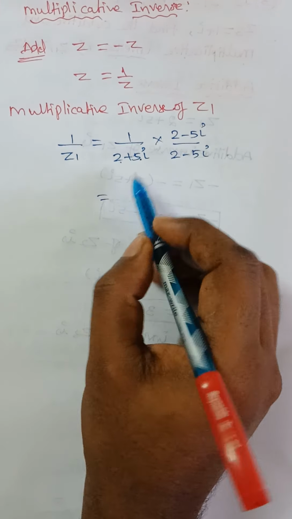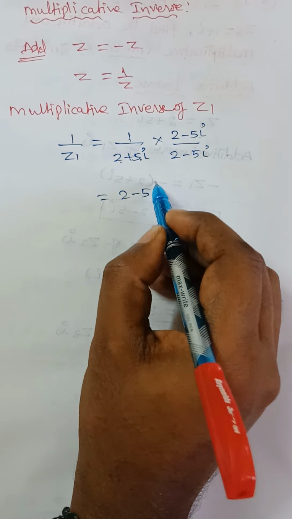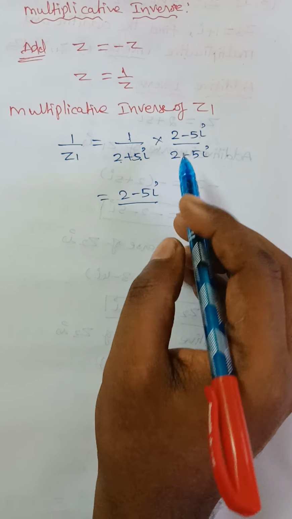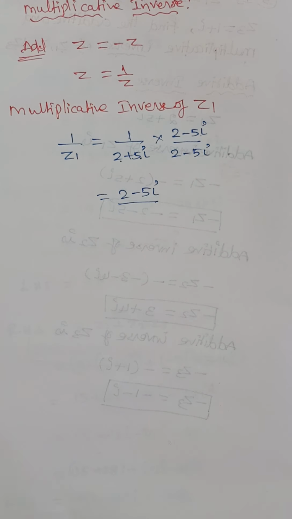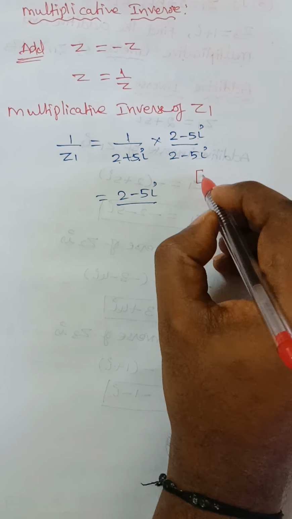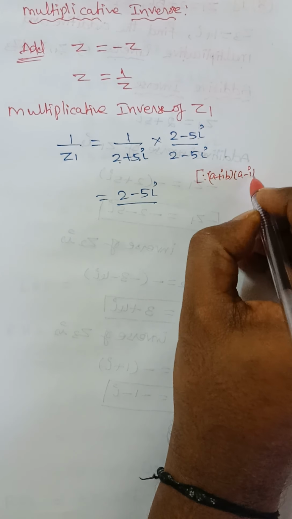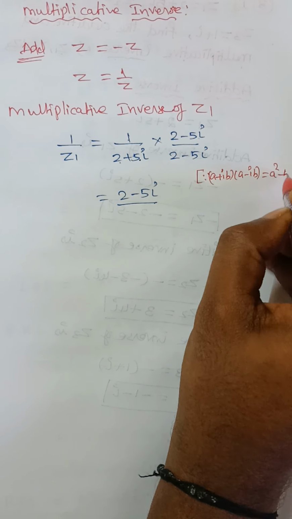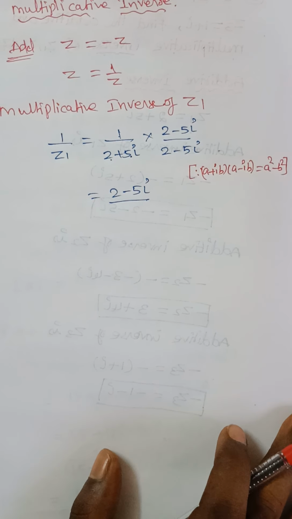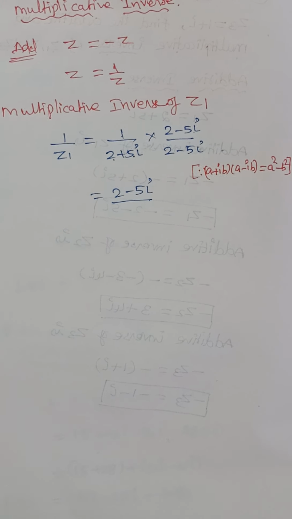So now 1 into 2 is 2, 1 into minus 5i is minus 5i. The denominator is in the form a plus ib into a minus ib. That is the property: a plus ib into a minus ib is equal to a square minus b square. So I am going to use this property.